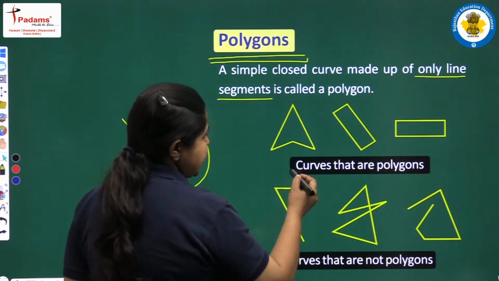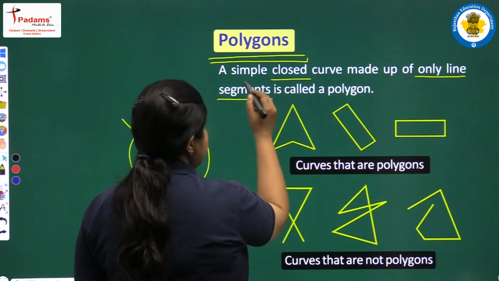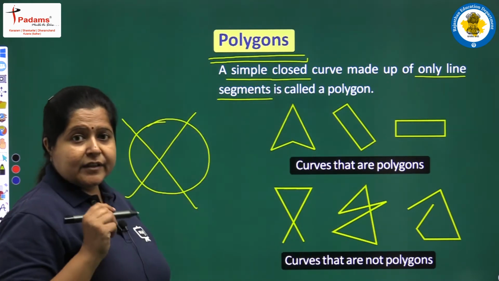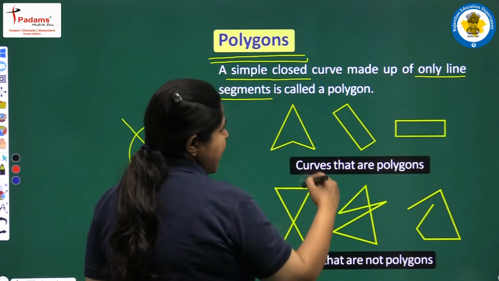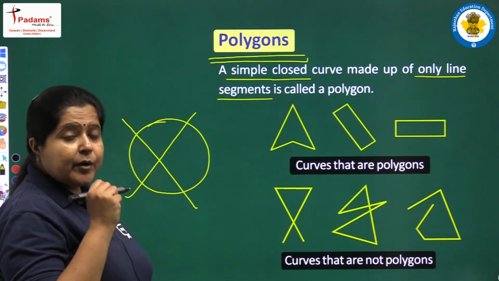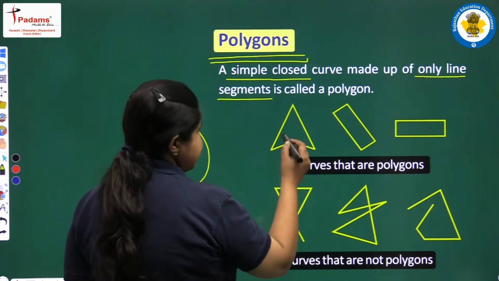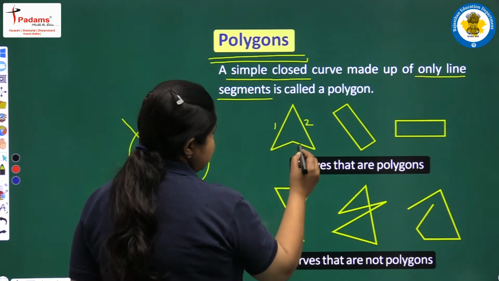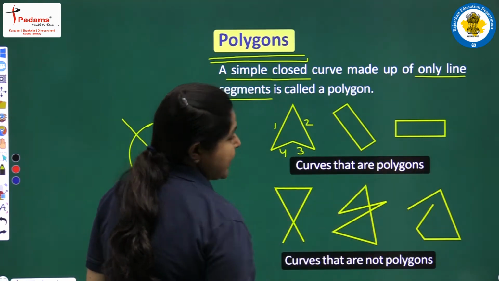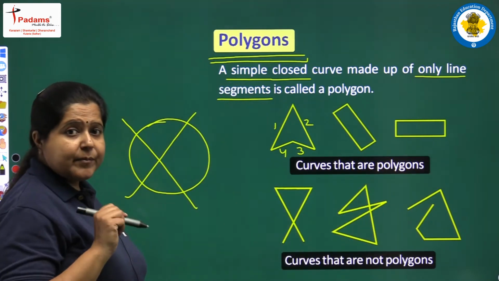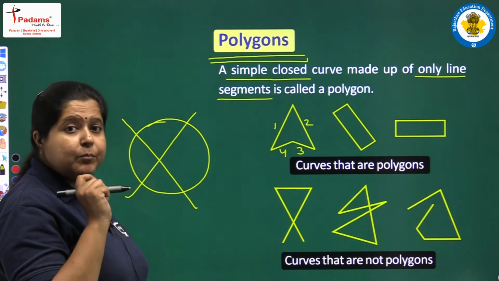Again, curves that are polygons, you can see it should be closed, these are closed, and this should be simple, not crossing itself anywhere. You can see these are closed as well as simple curves made up of only line segments. Here there are 4 line segments, 1, 2, this one 3, this one 4. Again it is having 4 and 4 line segments. All the figures are made up of line segments. This is the major characteristic of a polygon.